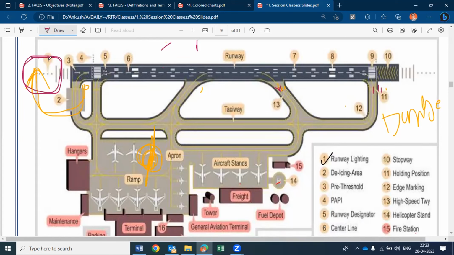This is far end of runway. You cannot say the end of runway. Far end of runway, away from the runway. It will be a little far from the runway, okay?